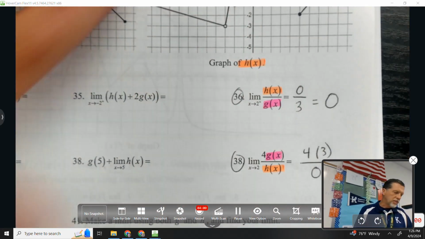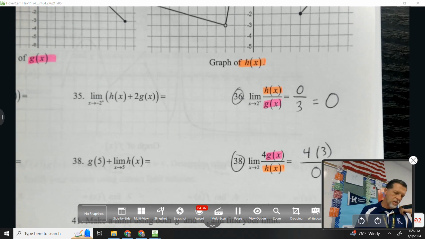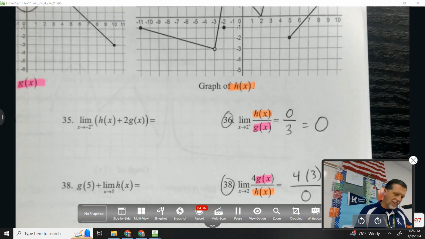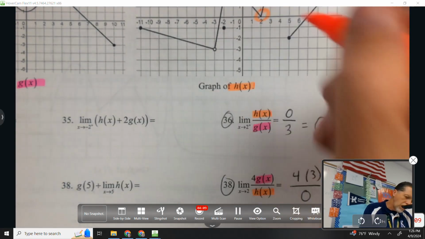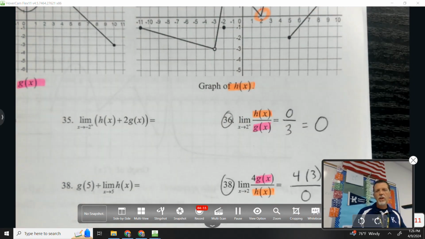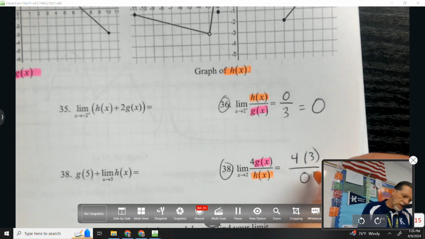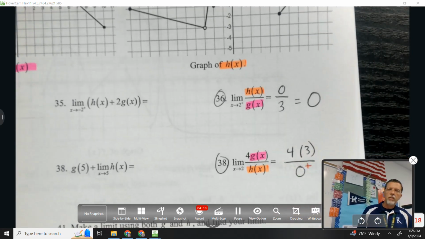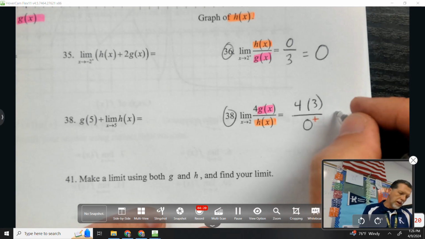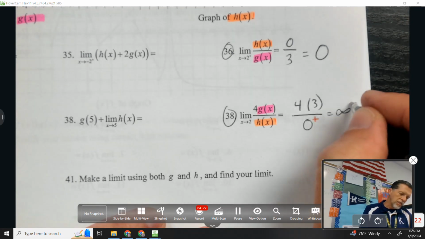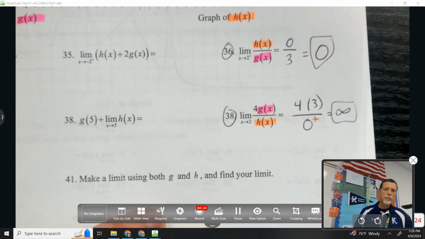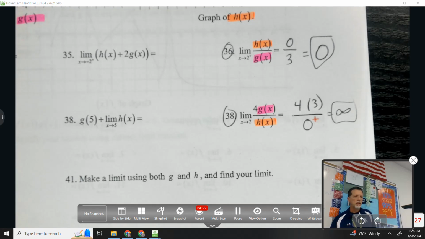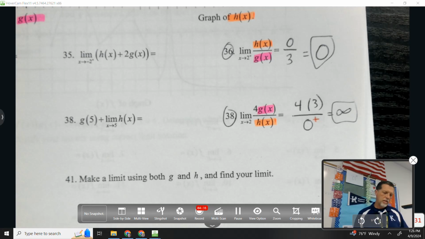Why do you say positive? I agree with you. Because it's going back up off the graph. Okay. When we look at h of x at 2, as we get closer and closer, we're headed to 0, but we're always a little more than 0. So 12 divided by a little more than 0 would be a positive infinity. So it's that little more than, little less than stuff that throws people off.